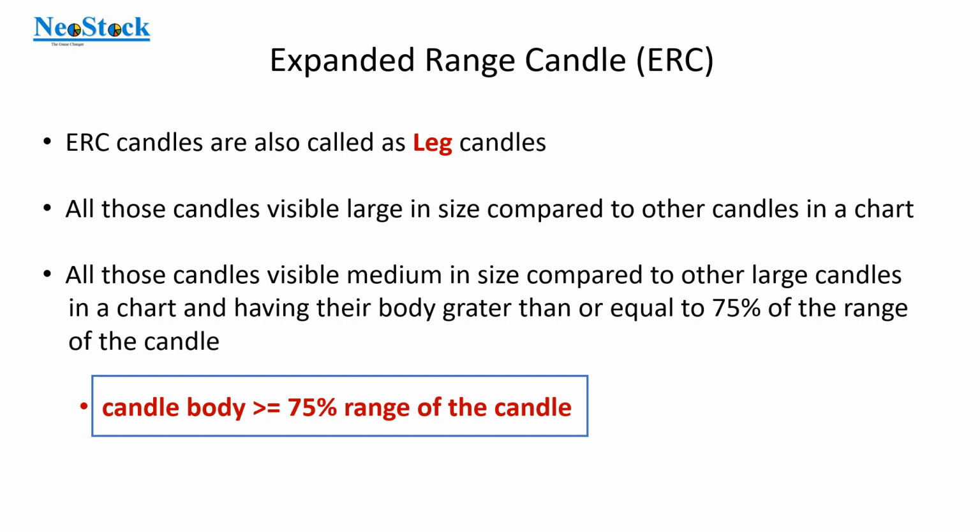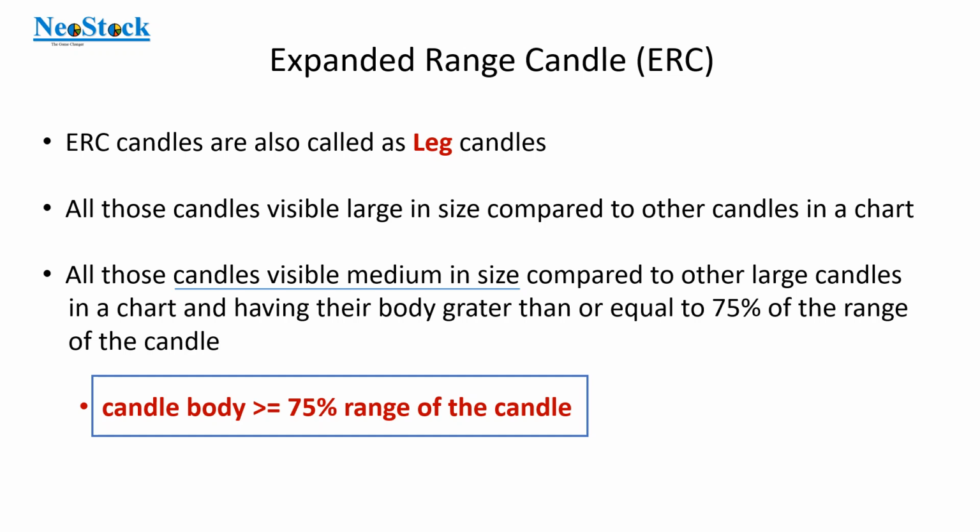So can we apply this formula for every candle? No. We have a rule. What is the rule? All those candles visible medium in size compared to the other large candles, then only you should apply it. If the candle is looking large in size, you need not apply this formula. By default, it is going to be an expanded range candle. This formula should be applied only for the candles visible medium in size compared to the other large candles.